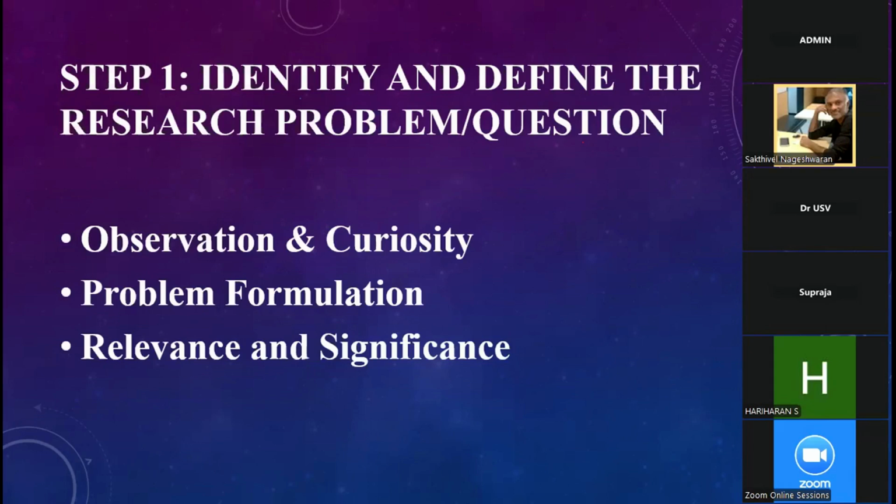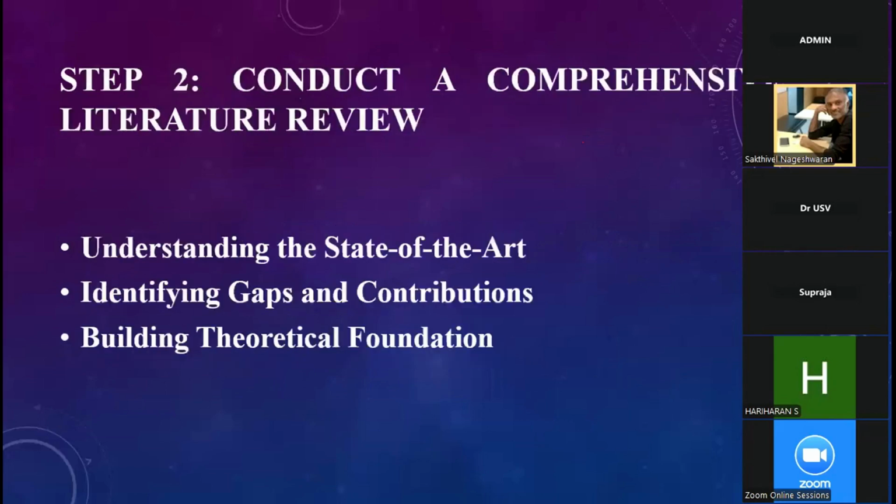After finding the problem formulation, I want to go with relevance and significance. As the participant is asking, sir, what algorithm? This is the third point, relevance and significance. The first point you can see, observation and curiosity, very important. You should like the topic. If you do not like the topic, then the topic will kill you. This is a very important thing. Take the topic which is relevant to the current level of the industries or the researchers, and then you can make a problem formulation with relevance and significance.